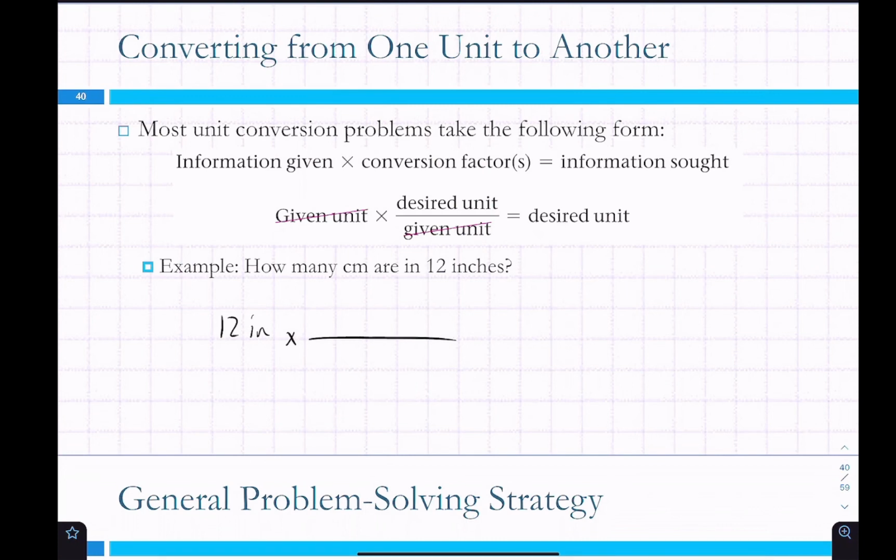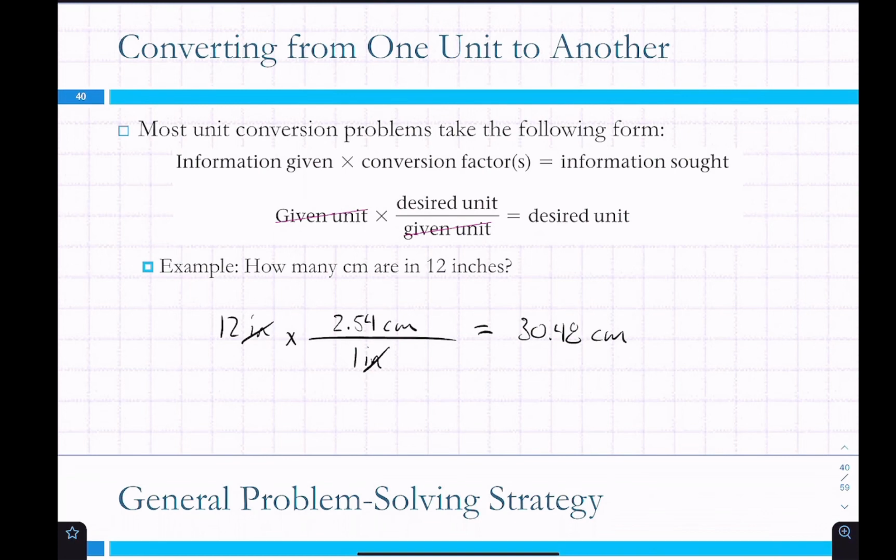And so we'll match the given unit, I should say, in the denominator of our conversion factor. 2.54 centimeters is the desired unit in the numerator. And that'll give us 12 times 2.54, 30.48 centimeters, because the units of inches will cancel.